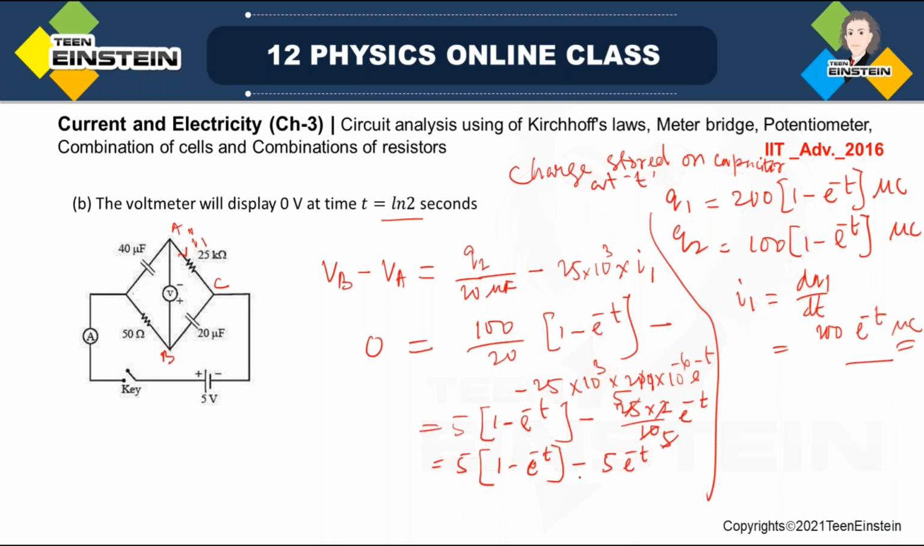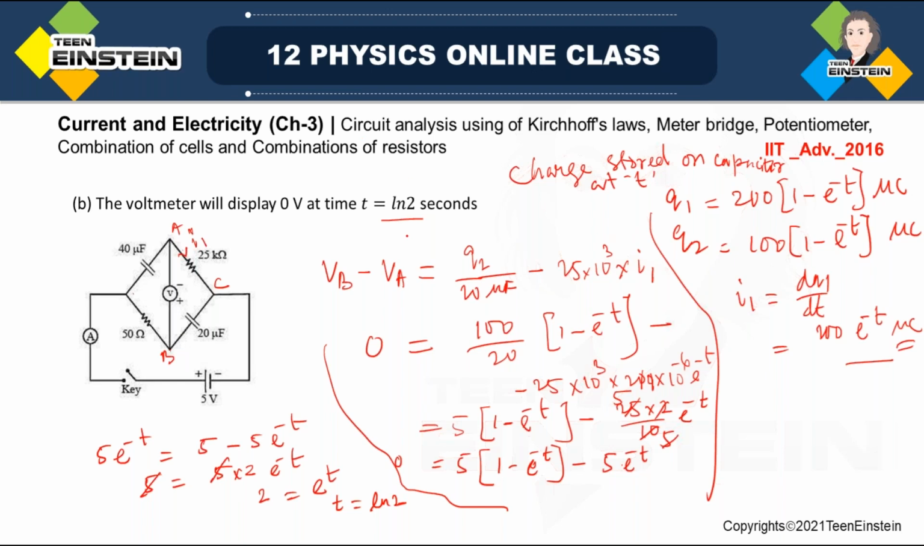So we have to find out when the voltage is 0. Voltage is 0. Okay, look here, we have already put this 0, so we'll take this side. Okay, this is 0. So if we take this side, 5 e to the power this, and this is minus of 5 e to the power t. Look this way, we'll bring here 5 is equal to 2 into 5 e to the power minus t. This is what it is. Now 2 is equal to e to the power t. So t is equal to ln 2. So this is the option ln 2 second.